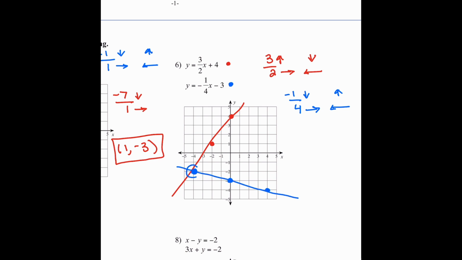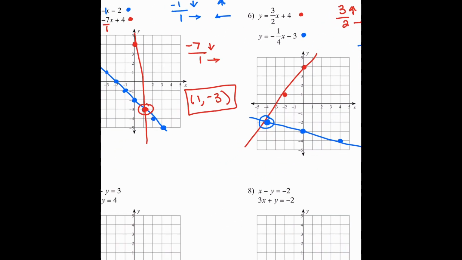And my equations intersect at the point negative 4, negative 2. Remember, it's always x and then y. And this tells me that the point negative 4, negative 2 is the solution to this system.